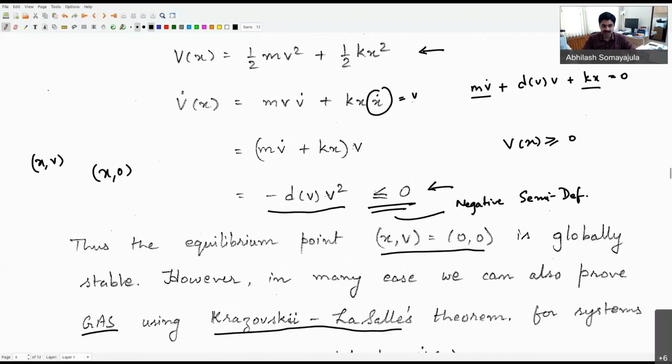In which cases there are certain cases where even though we do not get global asymptotic stability from Lyapunov's direct method, there may be something else which we can do in order to prove global asymptotic stability. That is what we'll look at now.